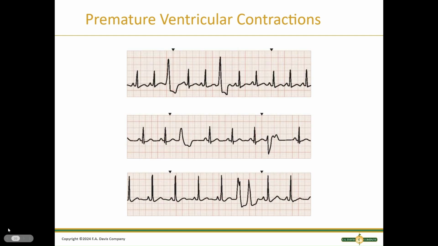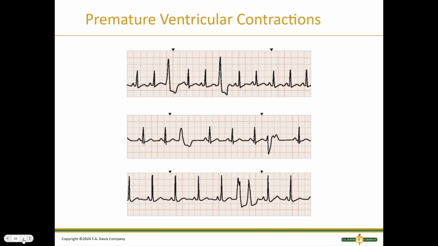So here's a couple of examples of the PVCs. As we see, they can be the same way as it shows in the first one. In the second one, you see two different types. In the third one, two different types. So they can be called multifocal, meaning they're originating from two different spots.